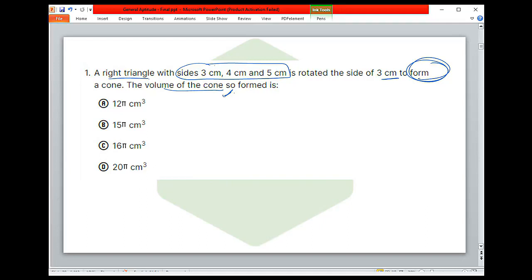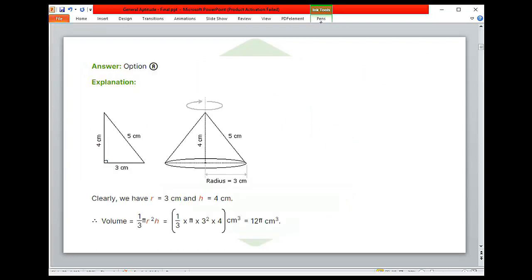Okay, let's solve the question now. Very simple, you just have to visualize. It's a right angle triangle, 3, 4, and 5. What we are doing is rotating it about this 3 side in order to make it a cone. Look into the diagram. See, this is how it's done. This is a right angle triangle, and this is how we are rotating it to make it a cone.